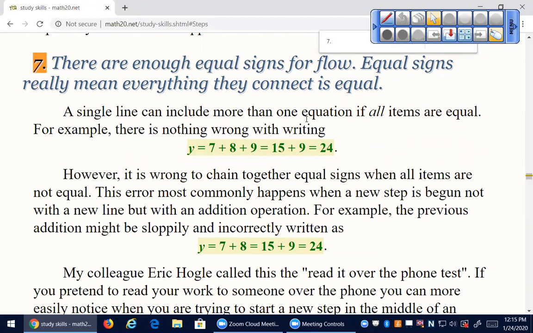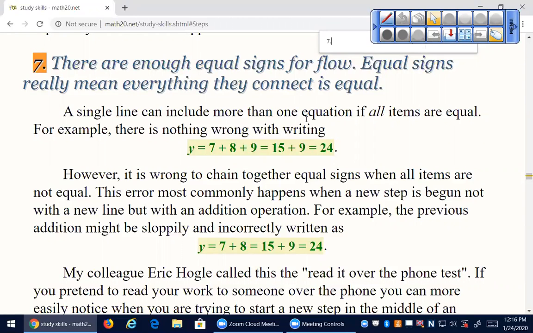So a single line can include more than one equal sign. That should say equal sign, not equation. Anyway, if everything really is equal. So if we have that some letter is 7 plus 8 plus 9, I can say, well, the 7 plus 8 is 15, and there's still plus 9, and 15 plus 9 is 24. So we have 4 things here, and they are all 24. So they are all equal to each other.